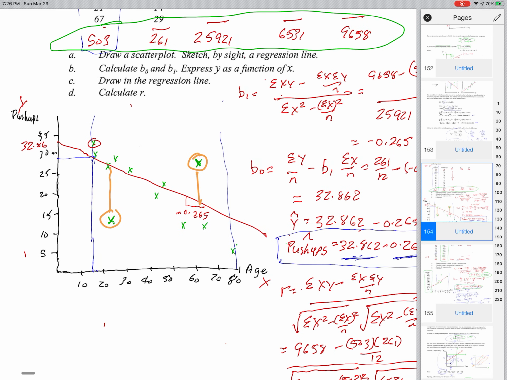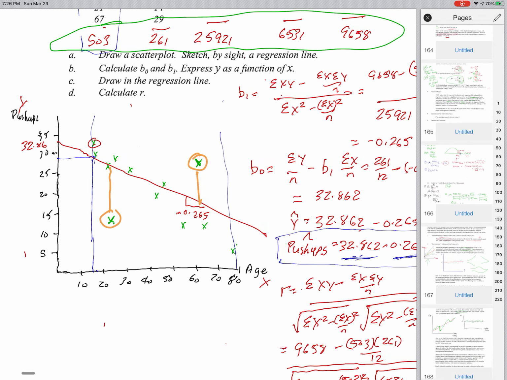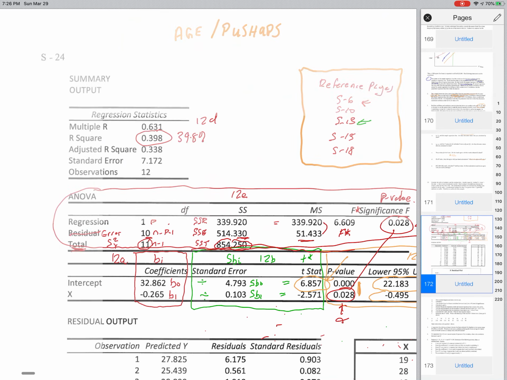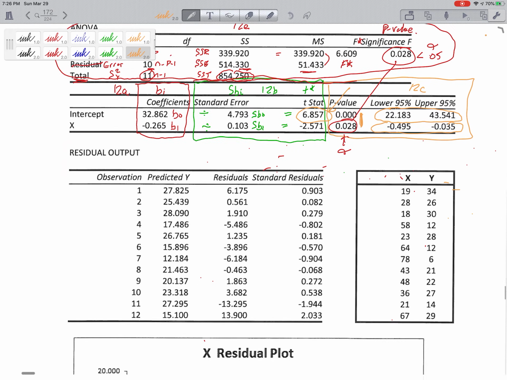Let's take a look at where they appear then in terms of our list of residuals down here. So I'm going to go back down here to page 171 here.